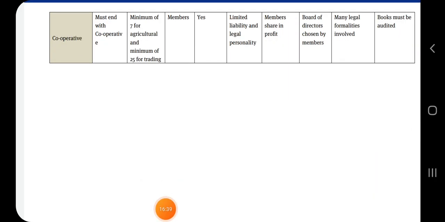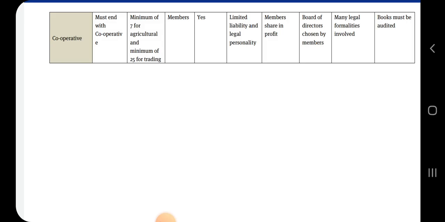Let's talk about cooperatives. Cooperative names must end with cooperative at the end. So there is a minimum of 7 for agriculture. If you are starting an agricultural business, there must be 7 members. And if you are just a trading business whereby you are selling toilet paper or whatever, you must have a minimum of 25 members. So the owners are called members.